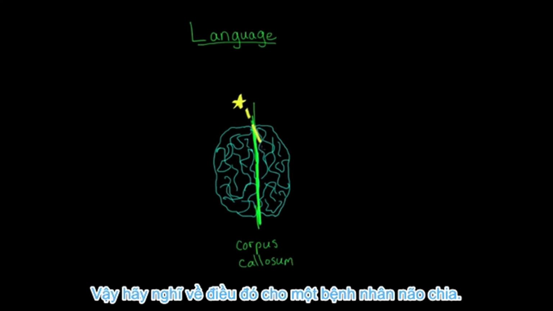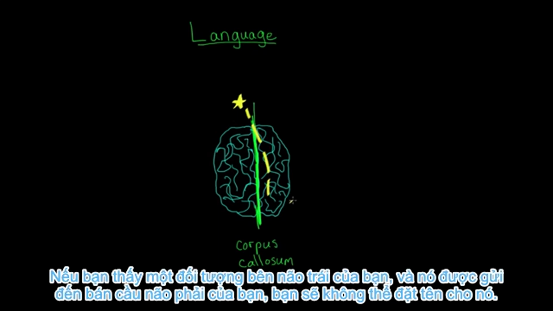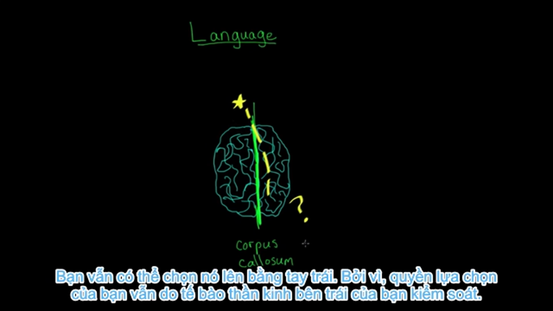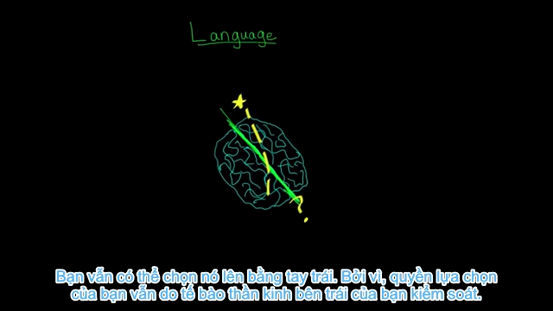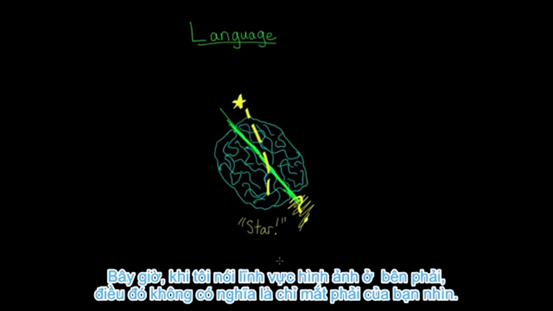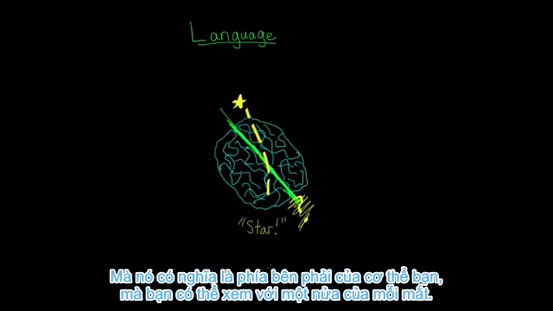So let's think about what that means for a split brain patient. If you see an object on your left and it gets sent to your right hemisphere, you won't be able to name it. You'd still be able to pick it up with your left hand, because again, your right hemisphere is controlling your left side motor neurons. But you'd have to kind of turn your head so that the object would be in your right visual field before the language part of your brain would have any access to it. Now, when I say the right visual field, that doesn't mean just your right eye. It means the right side of your body, which you can view with half of each eye.